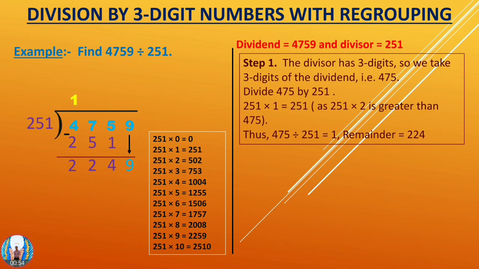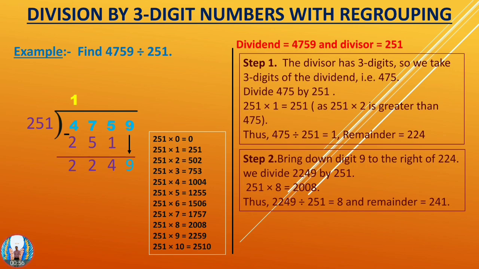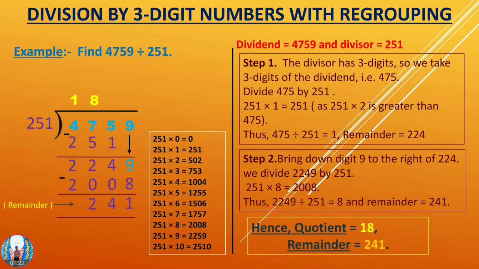Now it is 2249. 2249 comes in between 2008 and 2259. So we will take the lesser number, that is 2008. So 251 times 8 is 2008. We will subtract, and the answer is 241, that is the remainder, and 18 is the quotient.